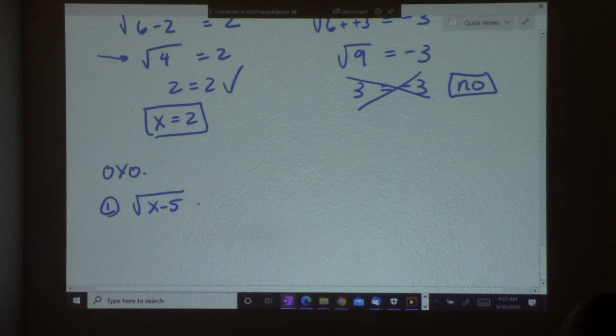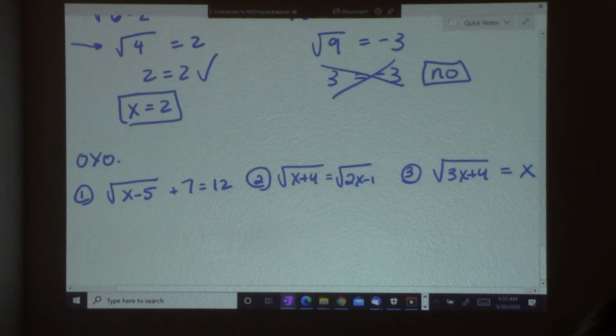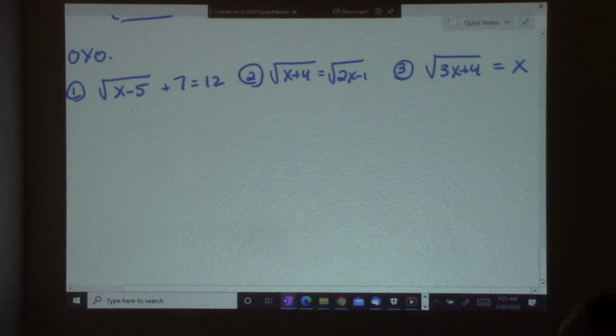Number 1, the square root of x minus 5, plus 7 equals 12. Number 2, the square root of x plus 4 equals the square root of 2x minus 1. And number 3 I want you to do is the square root of 3x plus 4 equals x. Okay, you can go ahead and pause the video here, and when we come back, we will go over these.